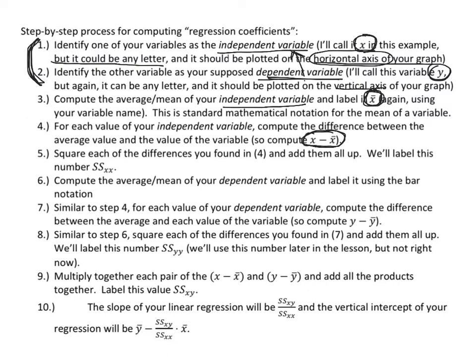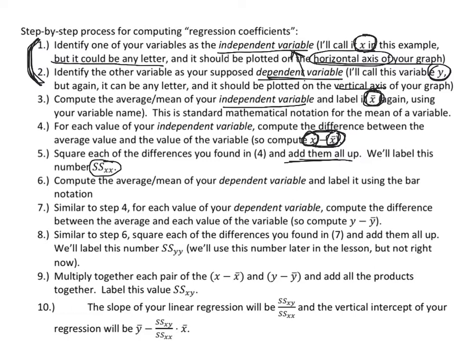So you're going to take one of your data points and subtract the mean. Take another data point, subtract the mean. Okay. Step 5, you're going to square each of those differences that you found and add them all up. And that sum is going to be called SSXX. Just trust me, that's what we're going to call it.